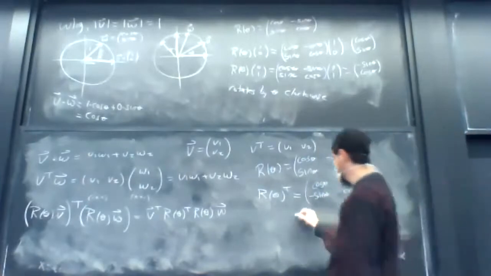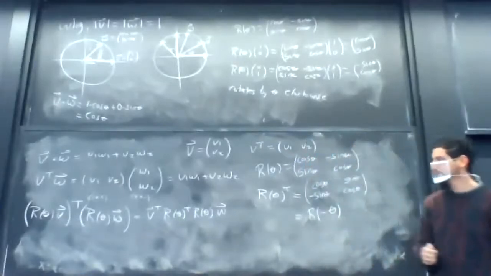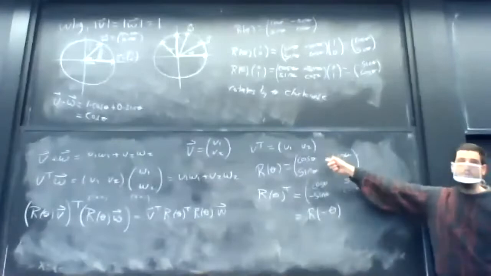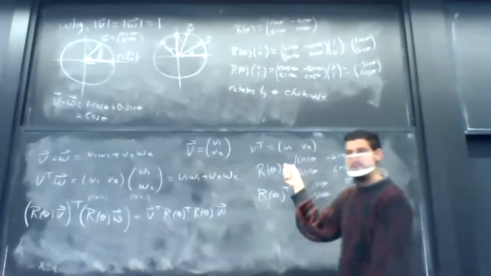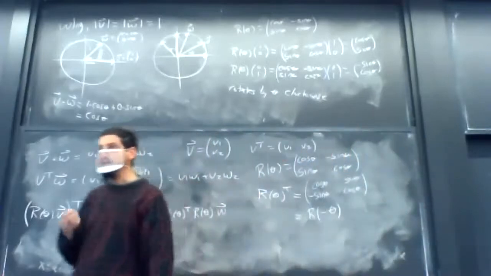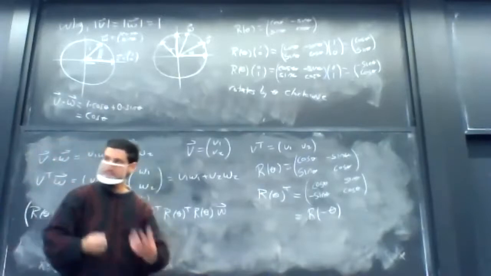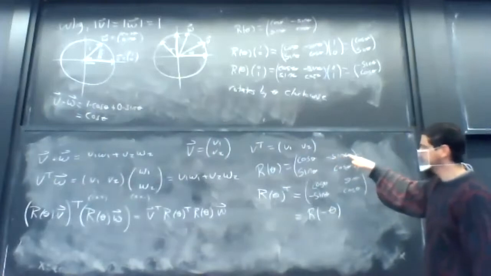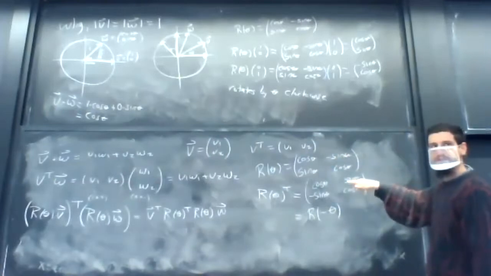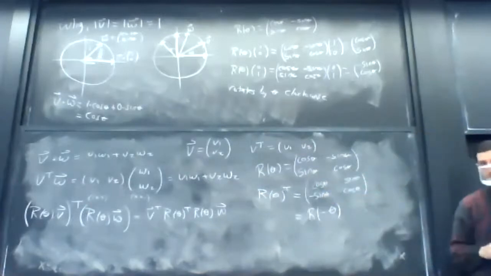It turns out that this is just R of negative theta. And the reason is cosine is an even function. The cosine of theta and negative theta are the same. Sine is an odd function. The sine of negative theta is negative sine of theta. So if I plug in the negative theta here, I get negative sine of negative theta, sine of theta. Down here I have sine of negative theta, negative. So R theta transpose is really just R of negative theta.